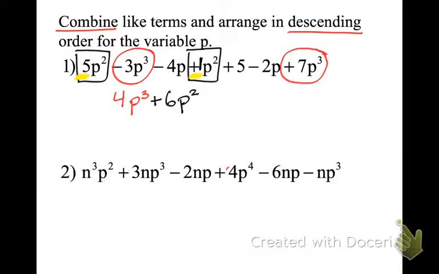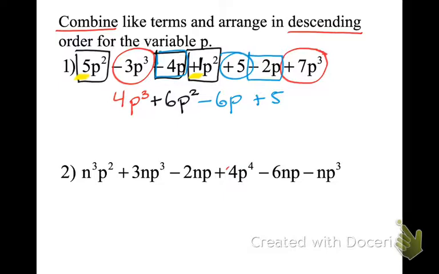Okay, what would go next, Emerson? The negative 4p and negative 2p. Good. Negative 4p and negative 2p make how many p's? Negative 6p. And what would go last, Emerson? The plus 5. Plus 5, right? So that is us. We've done it all in one step. We combined our like terms, and then we put it from biggest exponent to smallest.